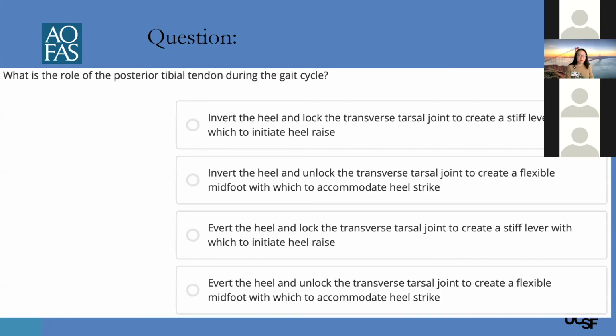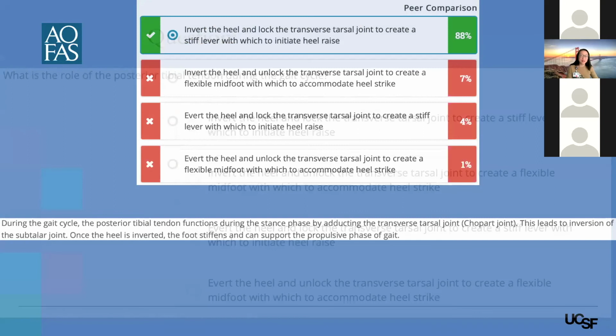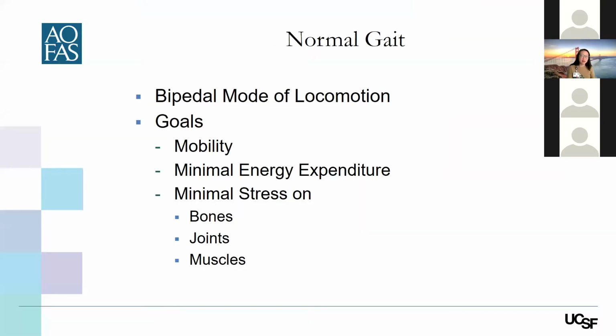I think we're creating a stiff lever, and I think it will be the second choice, invert the heel, unlock the transverse tarsal joint. Oh no, wait, sorry, the first choice, invert the heel to create a stiff lever. Yep, exactly. Inverts the heel and then creates a stiff lever. That is correct.